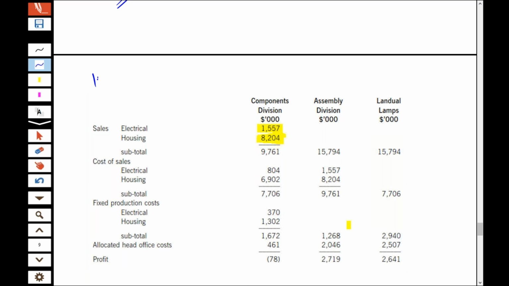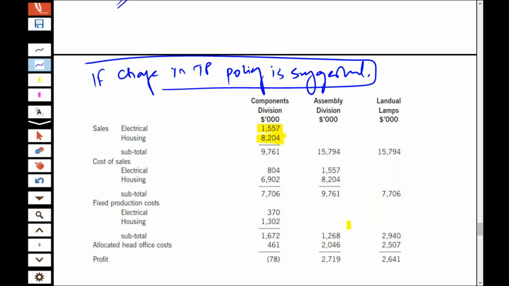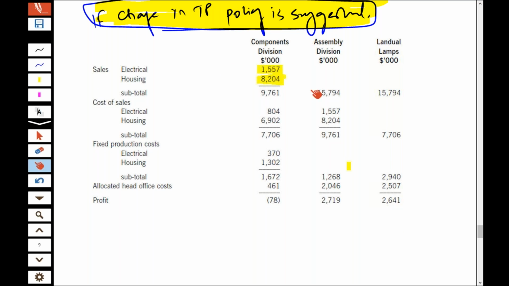Now what you could say is, what if a change in the transfer pricing policy is suggested? How exactly are things going to move? Now let's see. The electrical is going to be the way it is. The sales of the housing division are going to be based on the variable cost, which is 6902. So this is going to be 1557 plus 6902, which gives you 8459.